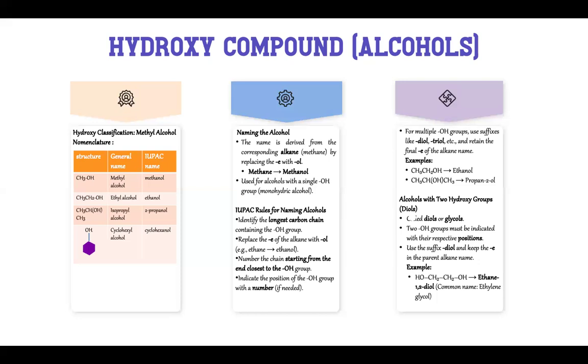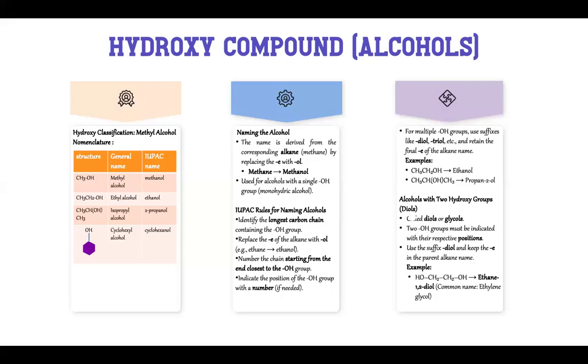And then you need to number the chain starting from the end closer to the -OH group. And thirdly, you have to indicate the position of the -OH group with a number if needed. For multiple -OH groups, use suffixes like -diol, -triol, etc., and retain the final -e of the alkane. Example, CH3-CH2OH is ethanol, and CH3-CHOH-CH3 is propan-2-ol.